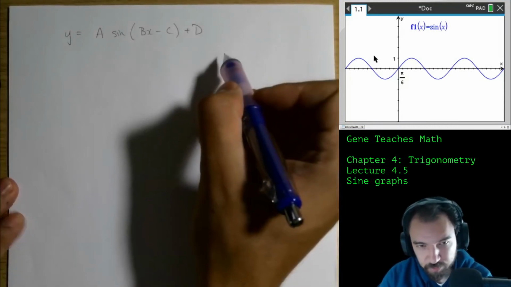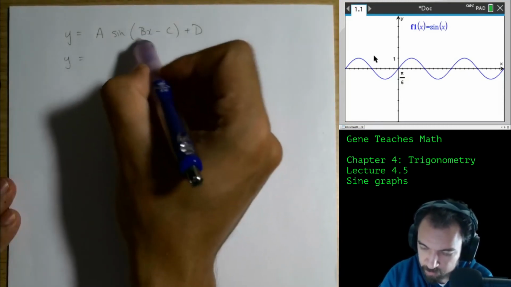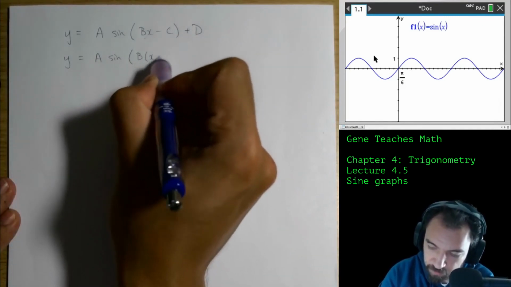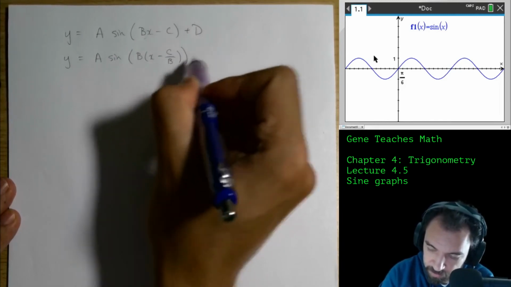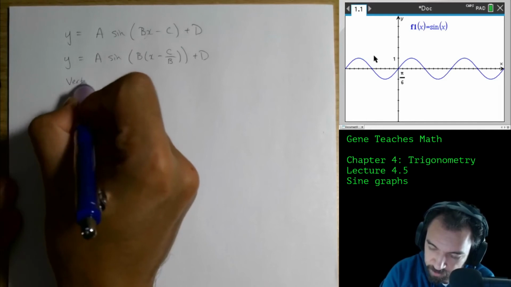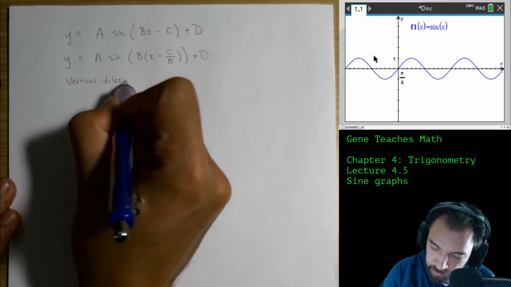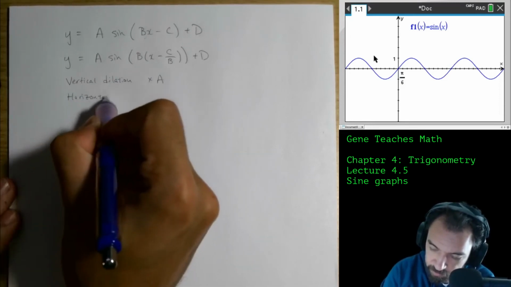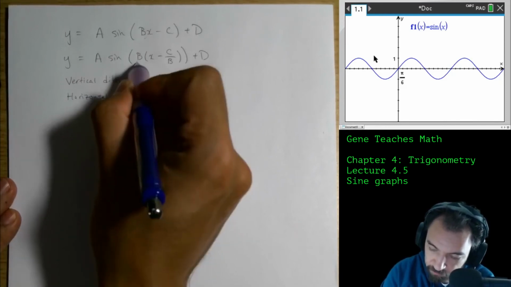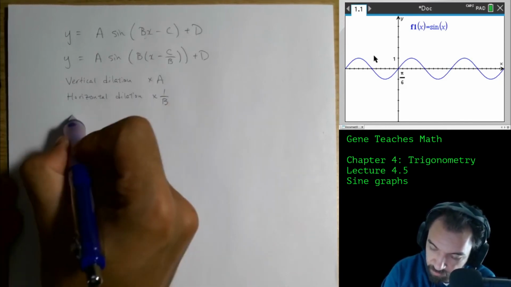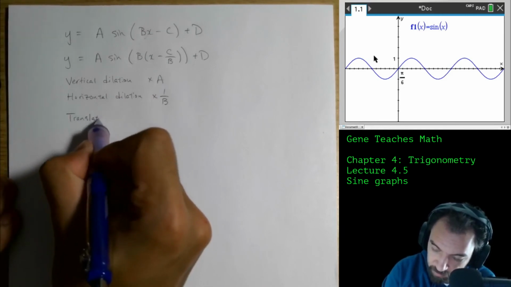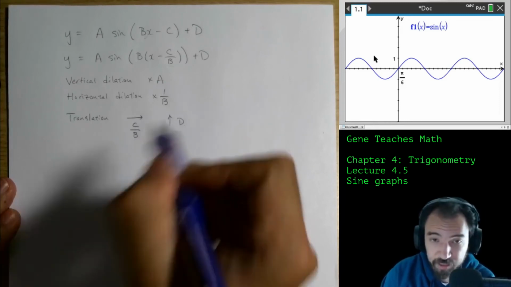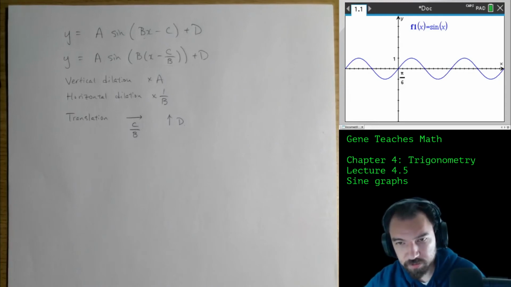So, returning to this form that our textbook uses, the first thing I always do is I factor out the coefficient on x, so we're looking at something like this. Factoring out b means divide by b, and we understand here that the vertical dilation is by a factor of a, that the horizontal dilation is by a factor of the reciprocal of b, and then we have translation to the right by c over b units, and then up by d.